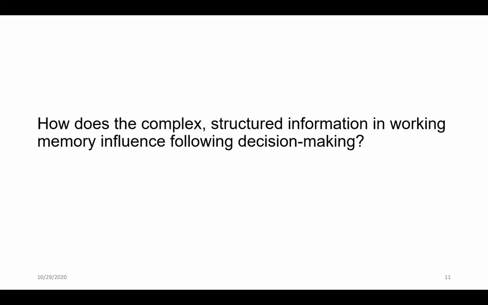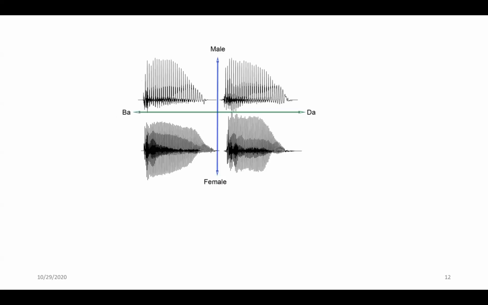In real daily situations, the stimuli are very complex. Our perception, decision, and action are coupled together. In working memory, we have the perceptual representation of simple features and the goal-related choices and actions. So how does this complex structured information in working memory influence our decision-making? Here, we used a 2D human voice categorization task to address this question.